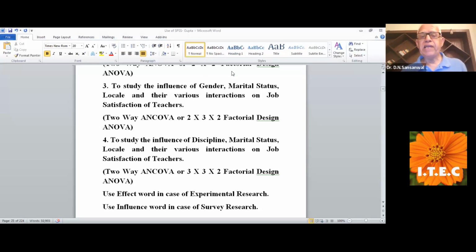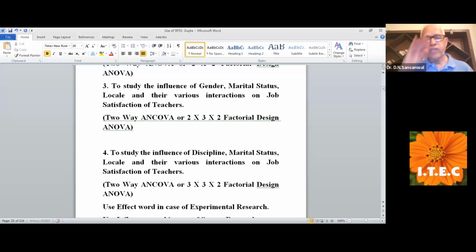It is separately. I'm sorry, Badhu, I cannot do because there are different variables. So you will have here the influence of gender on job satisfaction, marital status of job satisfaction, locale of job satisfaction, that gender and marital. Say here, you will have the answer of these three.